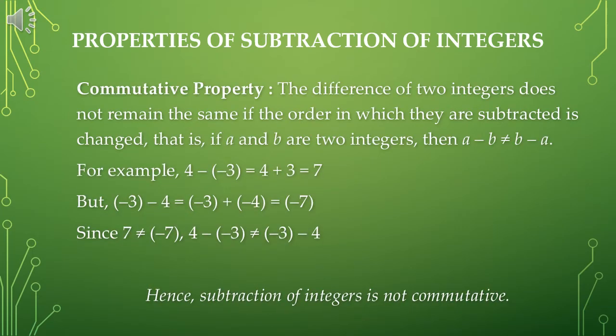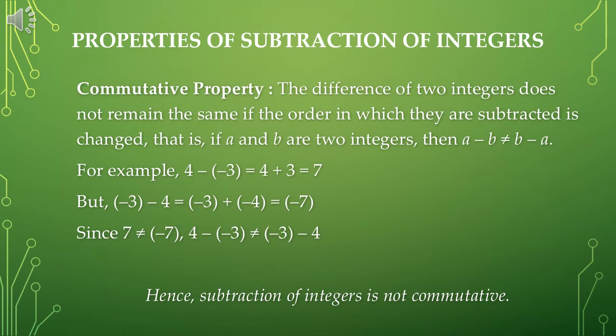Now the next property is the commutative property again. As you all know, in addition of integers, a plus b is equal to b plus a. When you change the order, the answer remains the same. But in subtraction of integers, if you have two general integers a and b, and you do a minus b and then b minus a, do you think the answer will remain the same? No. So the subtraction of integers is not commutative.